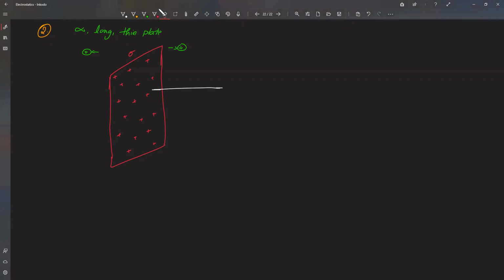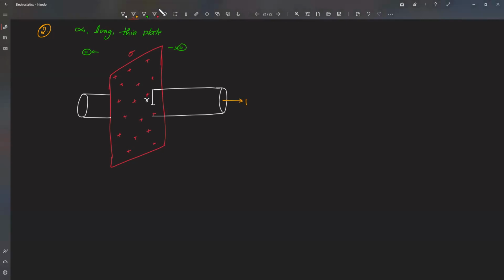So let's imagine this surface. This surface is what? It is a cylindrical surface. So this surface will be on both the sides, right? So that's what this is, the surface. Let's say the radius of this cylindrical surface is r, right?